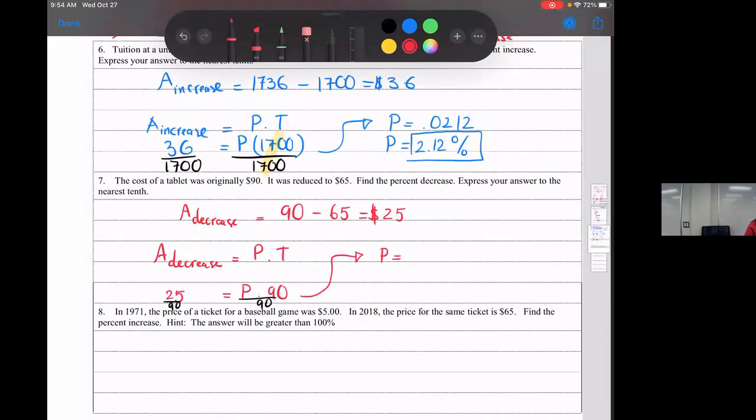What do you got? Yeah, so 0.27. I'm rounding to 4 decimal places, so 0.2778. And then you change it into a percentage, which is 27.78%.